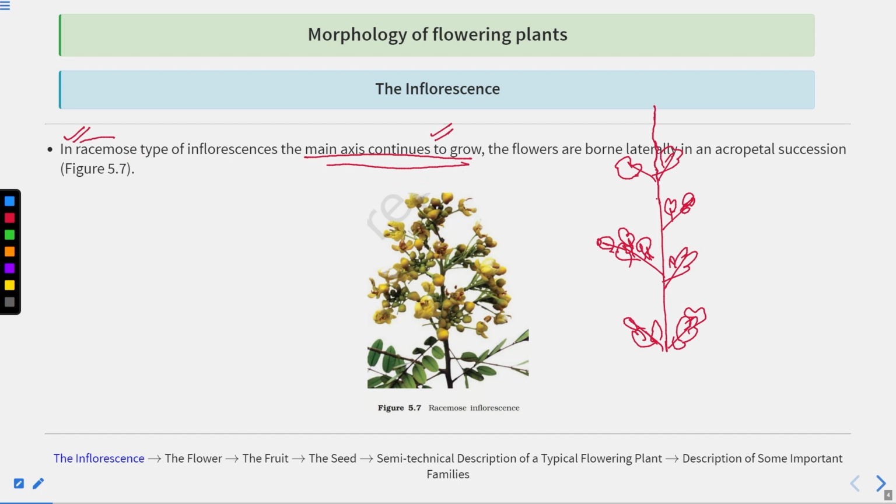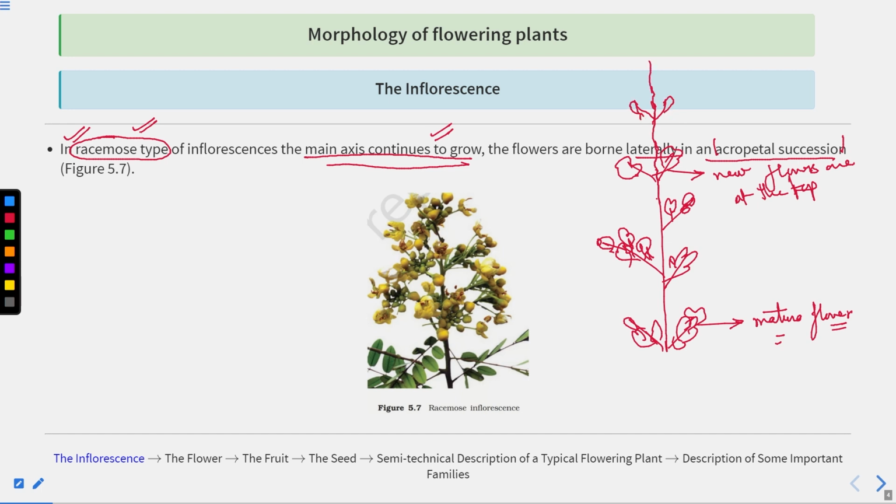This is the main feature of the racemose type of inflorescence: the main axis continues to grow and flowers are borne laterally in an acropetal succession. What is this acropetal succession? The mature flower is at the base, and the new flowers are at the top. Again, this axis continues to grow and gives lateral flowers like this. This is the new flower, right? But this one is the mature, older flower. So the older or mature one is at the base, and the new flowers are emerging at the top. Then we say that this is the acropetal succession.